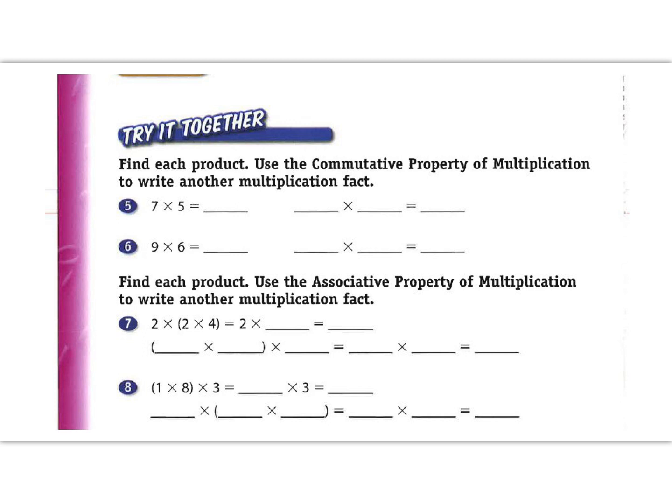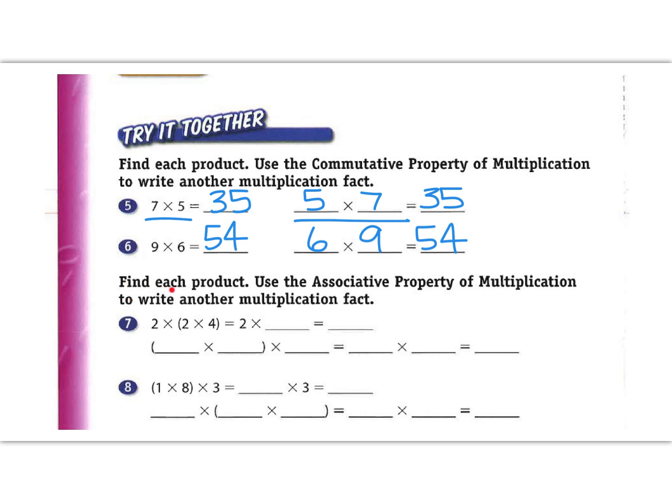All right, this says, find each product. Remember, product is the answer of a multiplication problem. Use the commutative property of multiplication to write another multiplication fact. So we know 7 times 5 is 35. But to do commutative property, we would write it as 5 times 7 equals 35. Because remember, it doesn't matter what order you multiply in, you'll get the same answer. So 7 times 5 is the same as 5 times 7. Number 6, 9 times 6 is 54. Well, if we switch it around and we do 6 times 9, it is still 54.